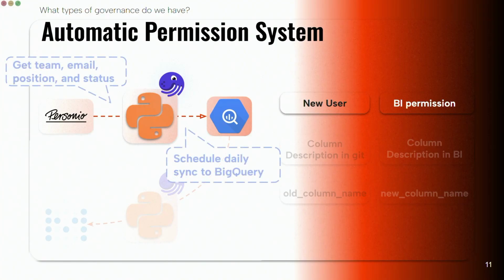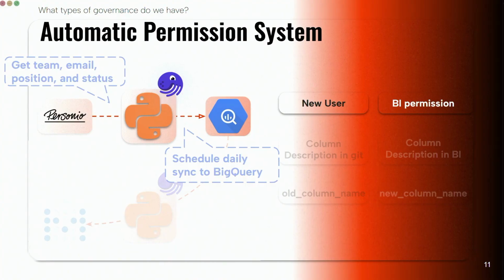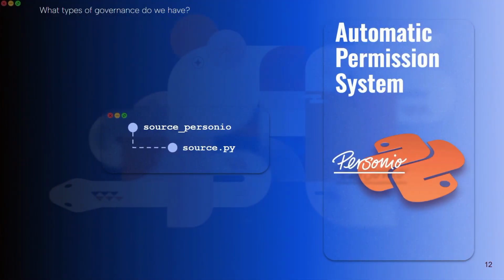Yeah, so this is more or less what I said. We have some information from Personio, and we have this schedule as well using Dagster, which is just the orchestration, right? It's just a scheduler to sync daily to BigQuery. And this is more or less how it looks like at the moment. We have sources. This is only one of the sources we have in here, but we have many sources. And we have just one Python file for the sources.